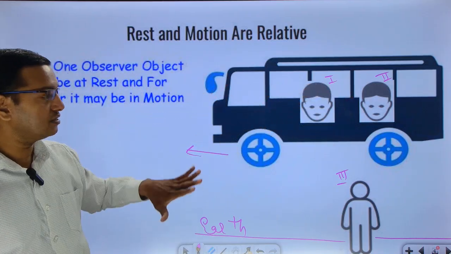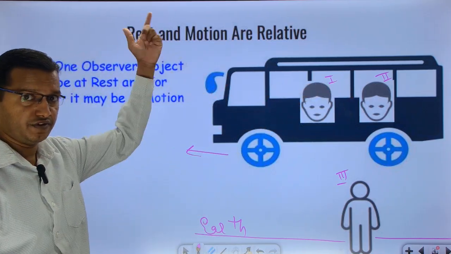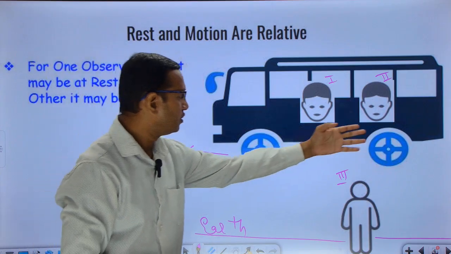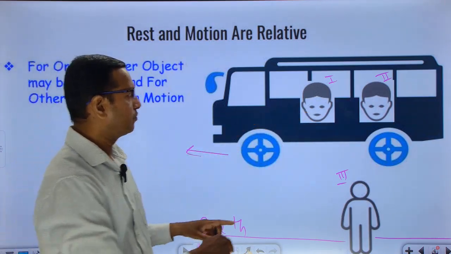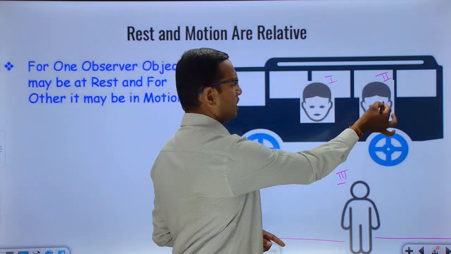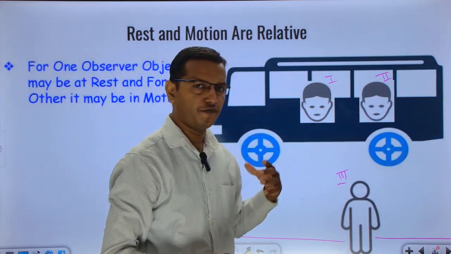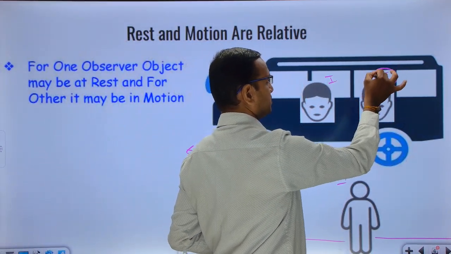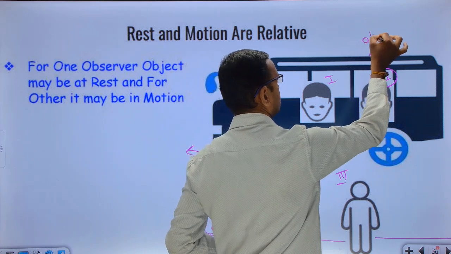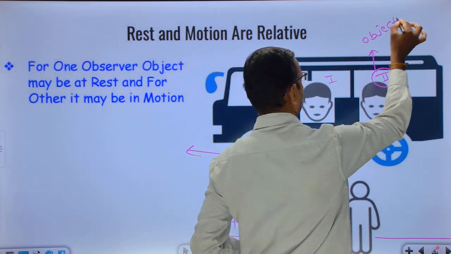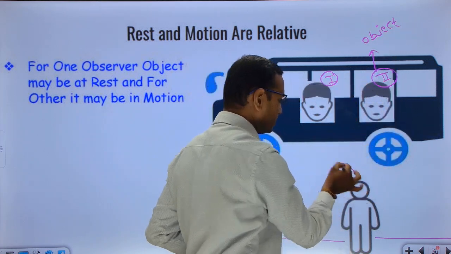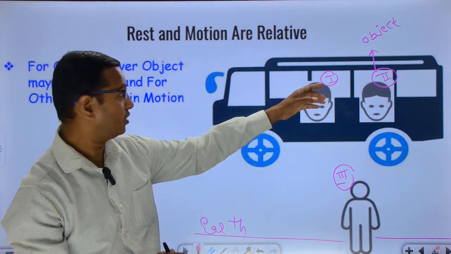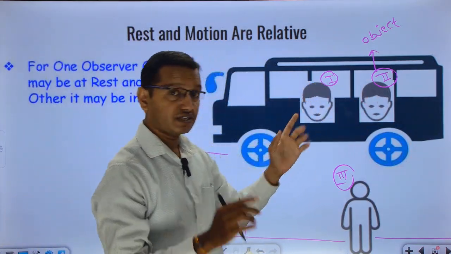Now let us understand this concept of motion and rest, which earlier I have dealt with. The bus is moving. Person 1 and person 2, let us say they are two friends. Remember, this is the object of study: person 2 is the object, or body you can call, and person 1 and person 3 are the observers. They are observing the object. These two persons are sitting side by side.